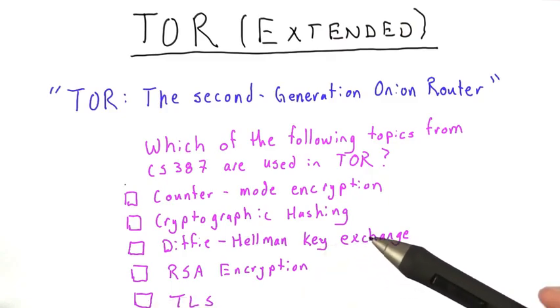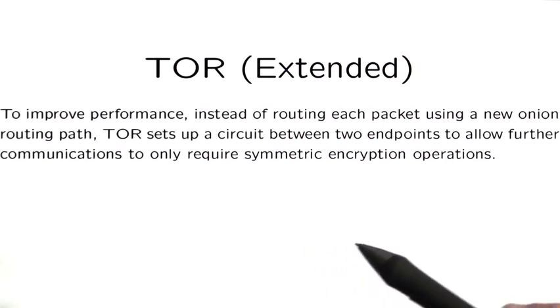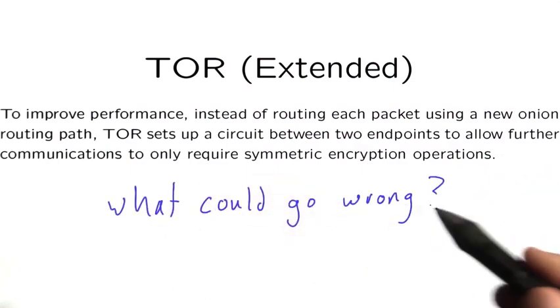In Tor, to improve performance, instead of routing each packet using a new onion routing path, Tor sets up a circuit between two endpoints to allow further communications to only require symmetric encryption operations. And so the question is, what could go wrong?